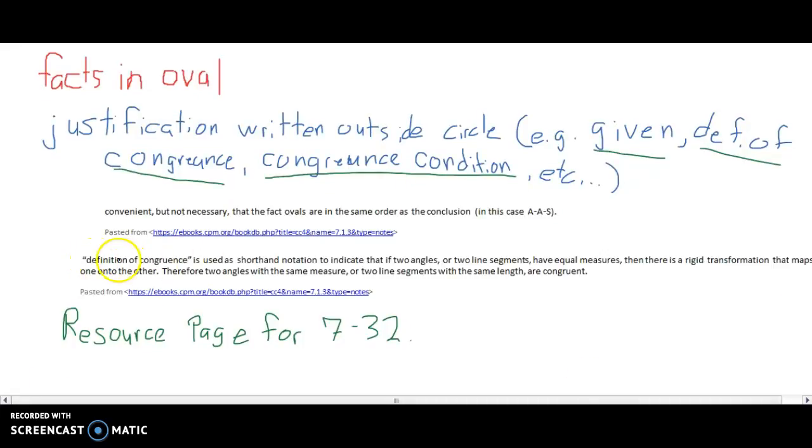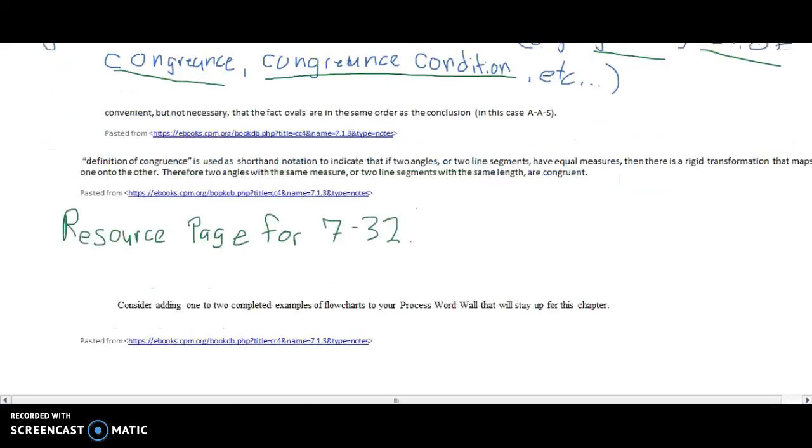Okay. So definition of congruence is used oftentimes in these flowcharts as a shorthand notation to indicate that if two angles or two line segments have equal measures, then there is a rigid transformation that maps one onto the other. Therefore, two angles with the same measure or two line segments with the same length are congruent. So basically just stating if two things are the same, they are the same. Same angle, same angle.